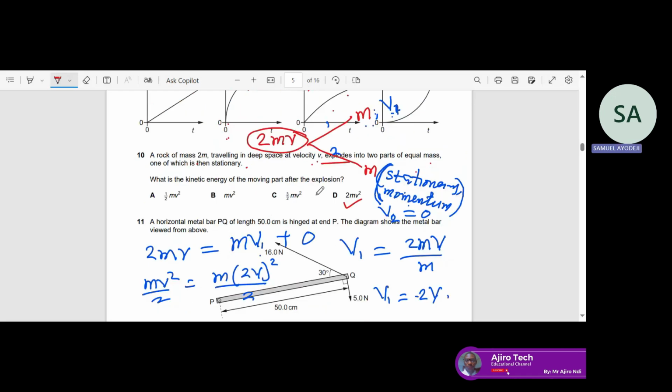Simple method that I did. You know what I did here? This is the momentum, mass times velocity. This is the mass times velocity v. The question says it splits into two equal parts. That means mass is 2m divided by 2, that's m. Now one is stationary, one is moving. So I call the velocity of the moving part v. Using the law of momentum here, look for v, then calculate the kinetic energy. So I think that should be fine.